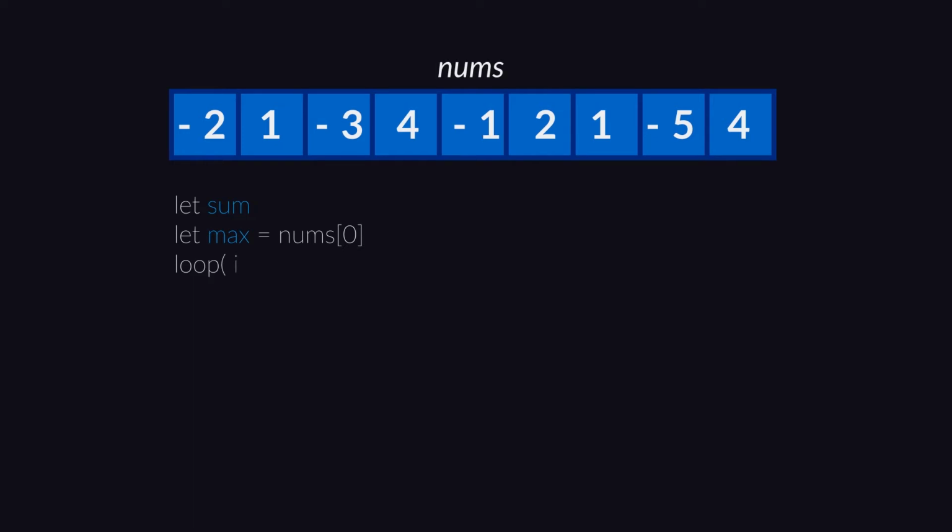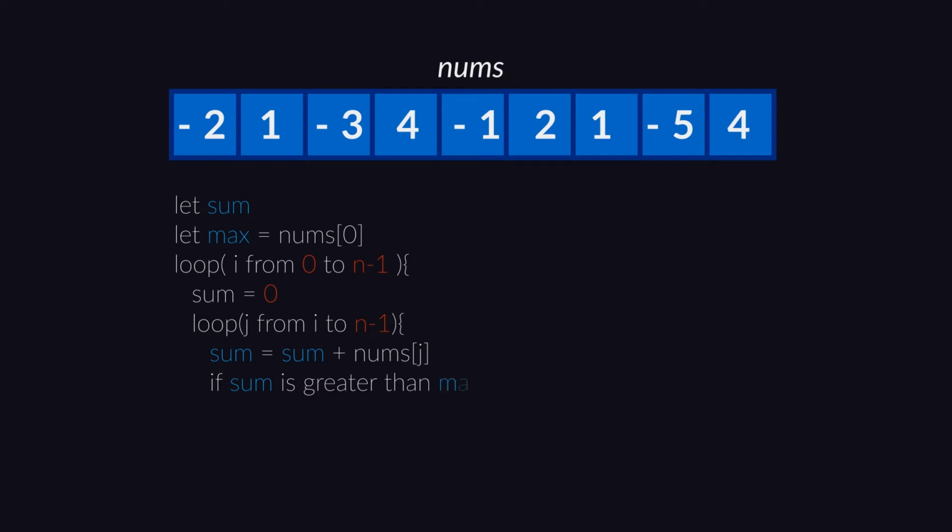We run the loop from 0 to n-1, where n is the total number of elements in the array. We assign 0 to sum and run another loop from i to n-1. We add elements one by one to sum and check if sum is greater than max. If it is, then we change the value of max to sum. Let's do a run through of the pseudocode.